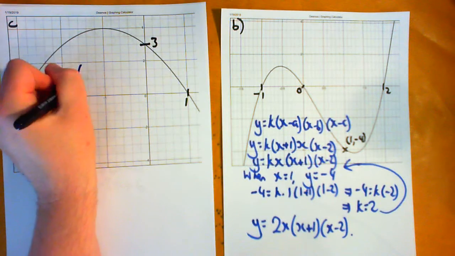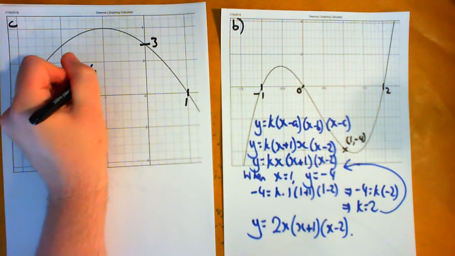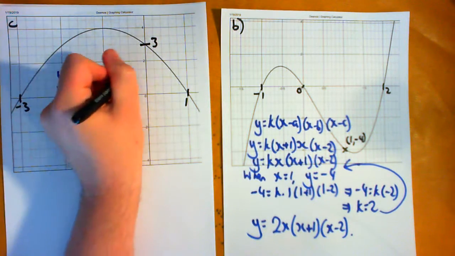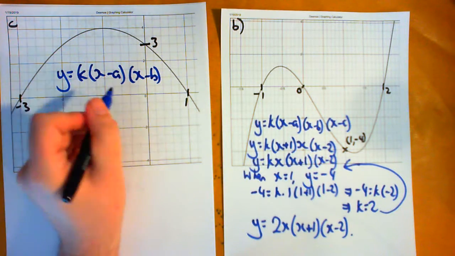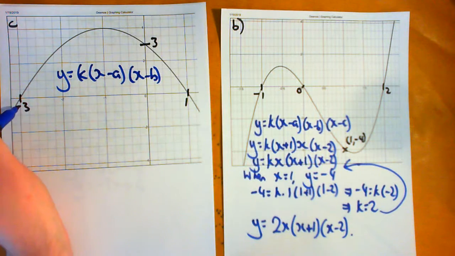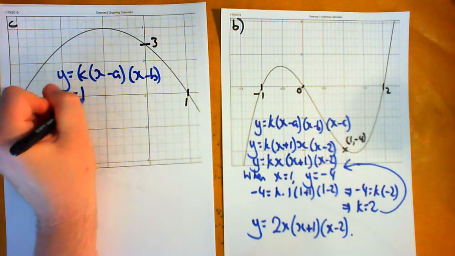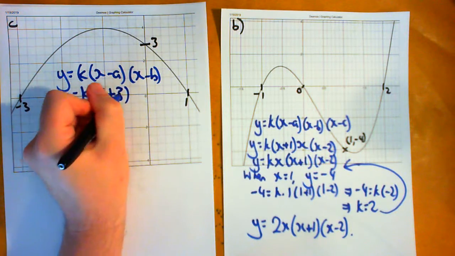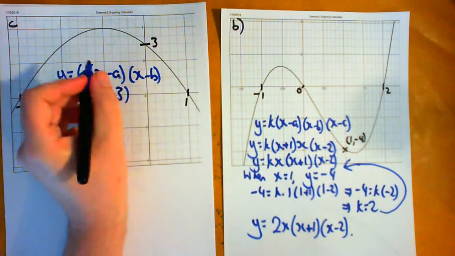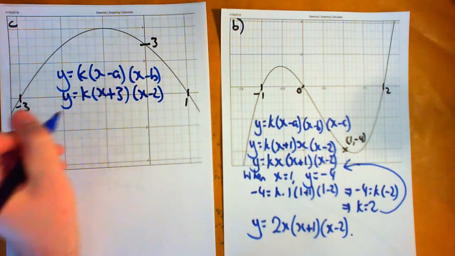Whereas this one is going to have only 2 brackets, so we have k times x minus a times x minus b. And what are our 2 x-intercepts? Negative 3 and 2. So the first bracket is going to be x minus negative 3, which is x plus 3, and this is going to be x minus 2.